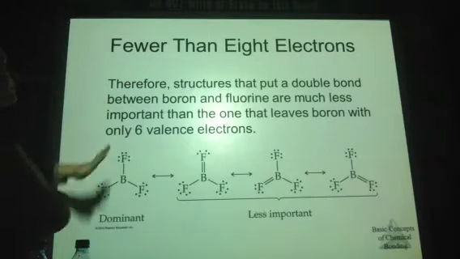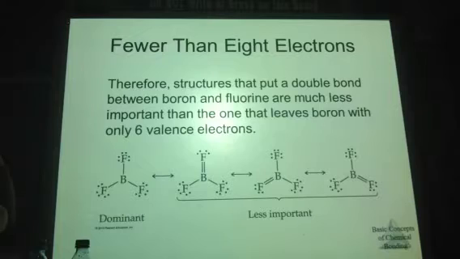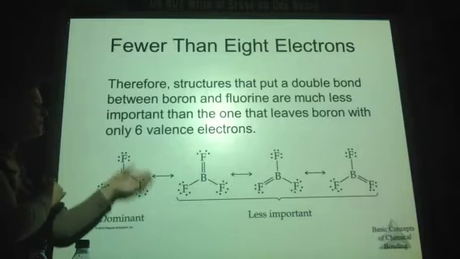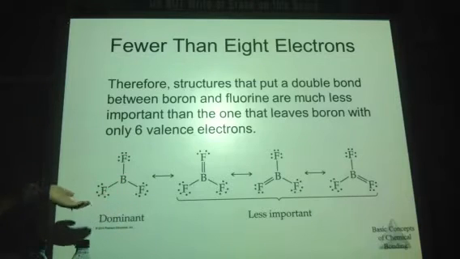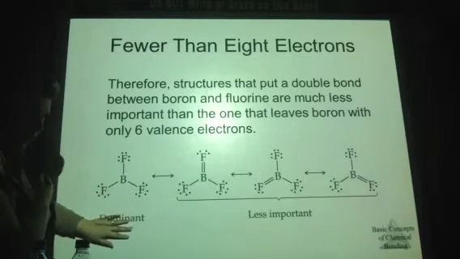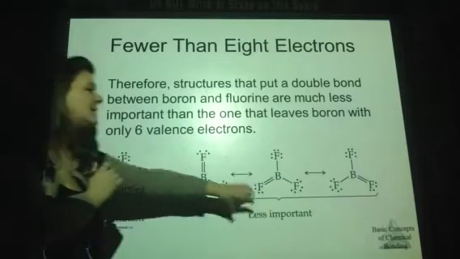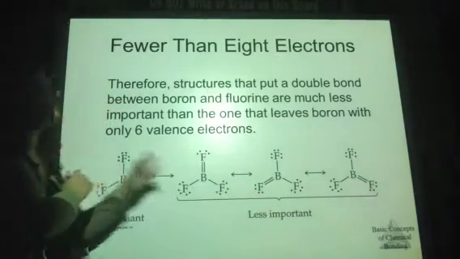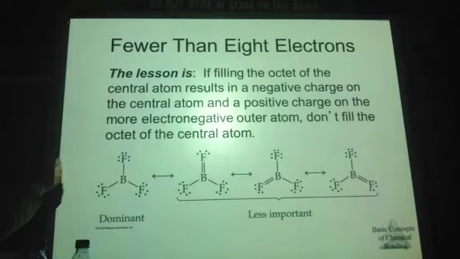Okay, we pretty much already talked about this. It says, therefore, structures that put a double bond between boron and fluorine are much less important than the one that leaves boron with only 6 valence electrons. That's because in this case, we have all of these ending up with a formal charge of 0. So this is a very stable compound, versus these, which have one of the fluorines being a positive 1 charge. That's insane. It's just craziness.